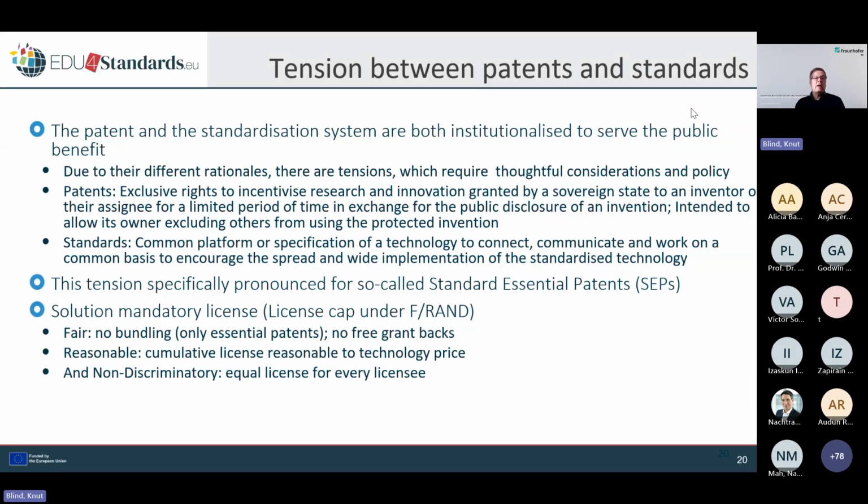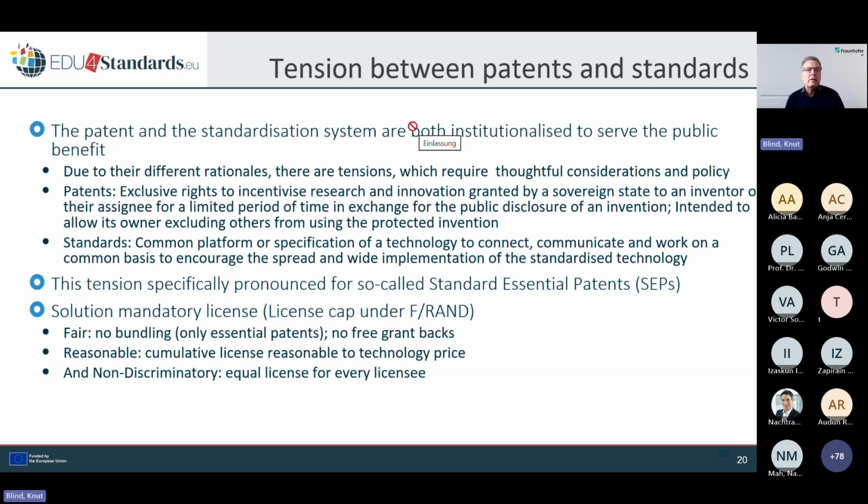Standards, in contrast, are a common platform of specification of a technology to connect, to communicate on a common base, to encourage the spread and the wide implementation of the standardized technology. It means here the intention is really the broad diffusion. Standards are only successful if everybody is interested or even implements them. And the tension comes up with these standard essential patents.